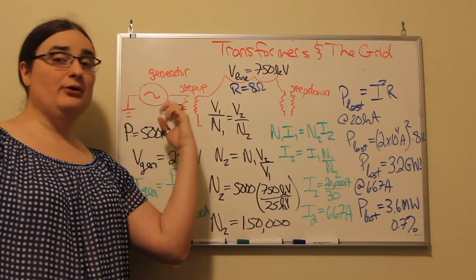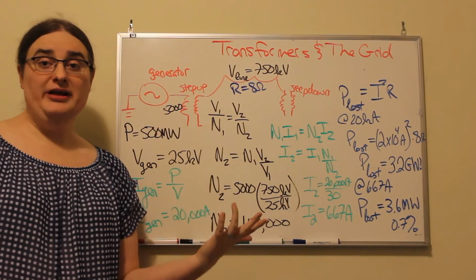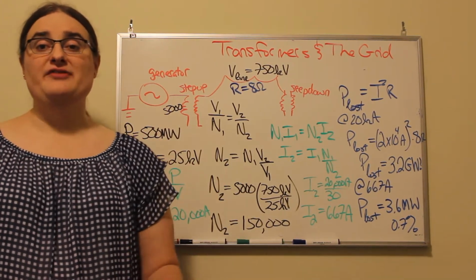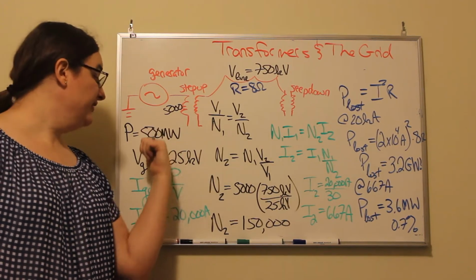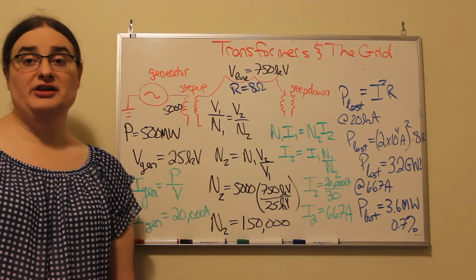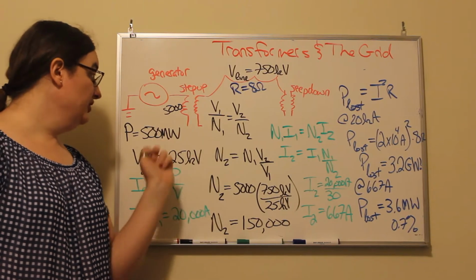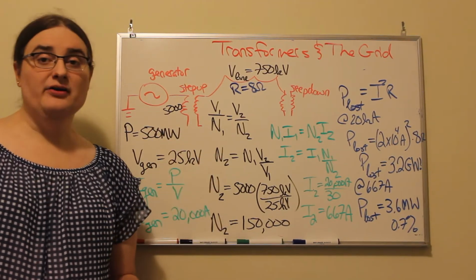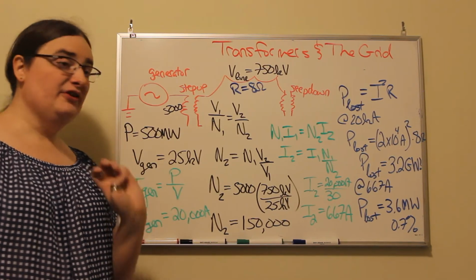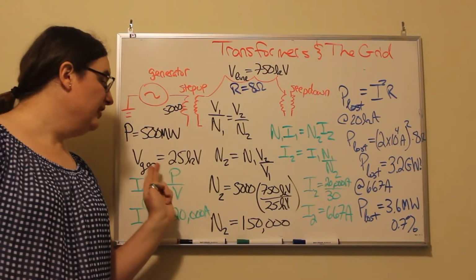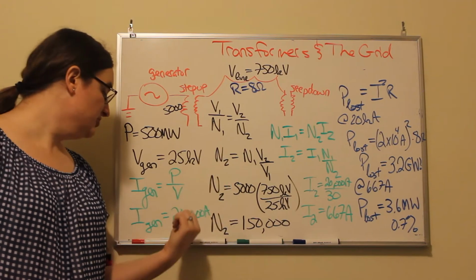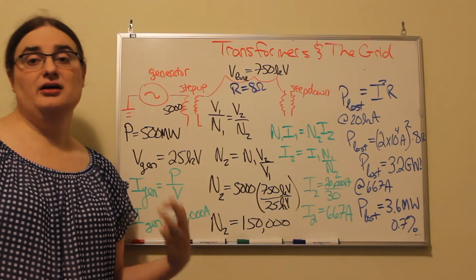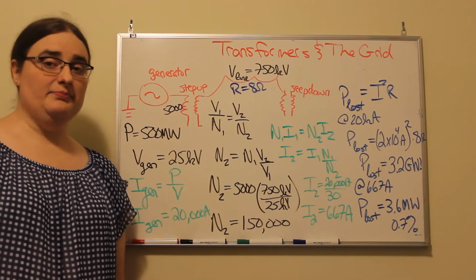So say we have a power supply that is putting out a total power of 500 megawatts, and the generators are operating at 25 kilovolts. Well, that means the current being produced would be our power divided by our voltage, so 500 mega divided by 0.025 megavolts would give me a current of 20,000 amps.